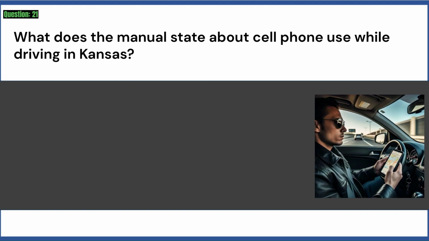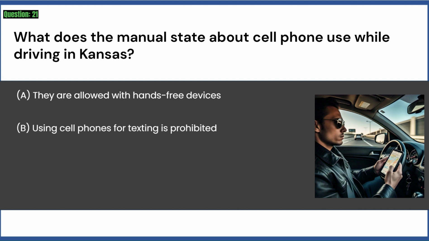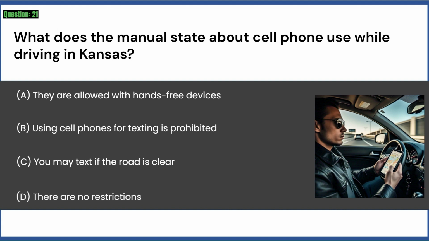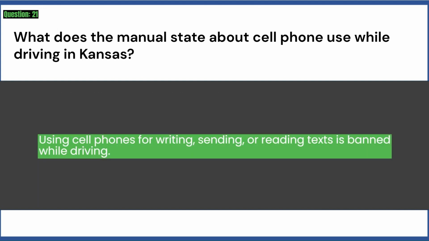What does the manual state about cell phone use while driving in Kansas? A. They are allowed with hands-free devices. B. Using cell phones for texting is prohibited. C. You may text if the road is clear. D. There are no restrictions. Answer, B. Using cell phones for writing, sending, or reading texts is banned while driving.